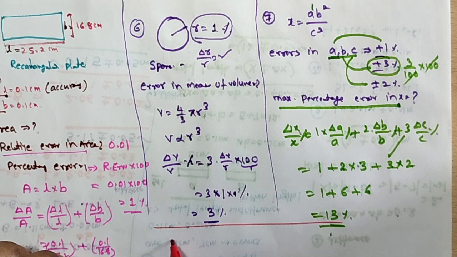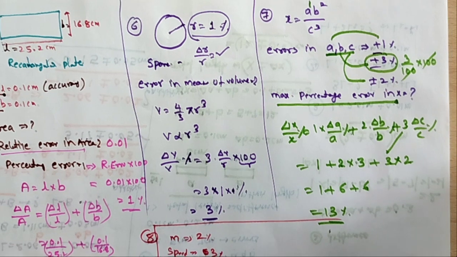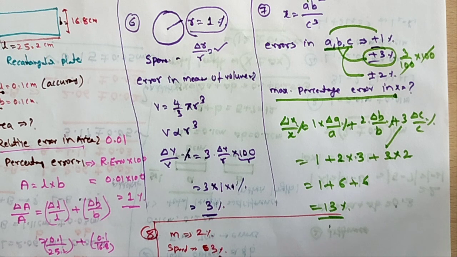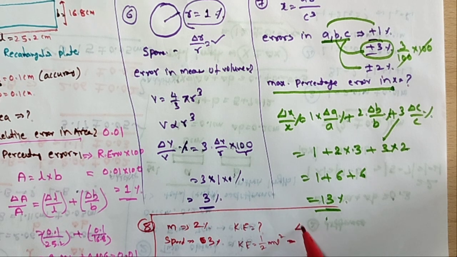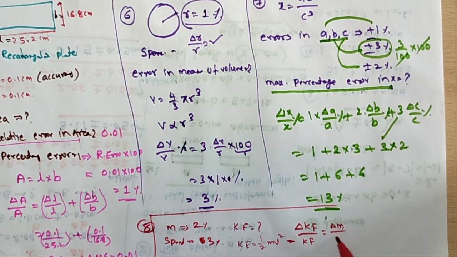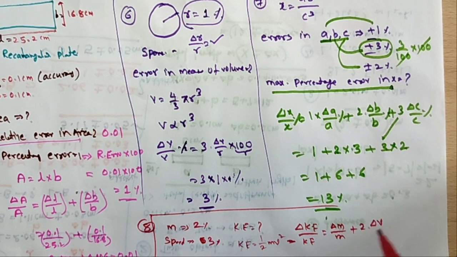The percent error in the mass is equal to 2%, and the speed is 3%. So for example, m is equal to 2%, speed is equal to 3%. What is the percentage error of the kinetic energy? I want the kinetic energy. In this one, what is the kinetic energy formula? Kinetic energy is equal to half mv square. So delta kinetic energy by kinetic energy is equal to delta m by m plus 2 into delta v by v.